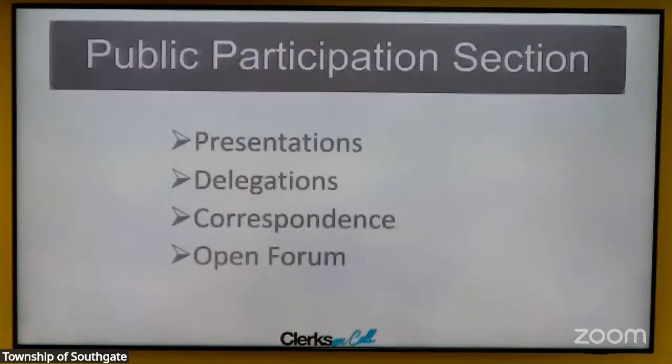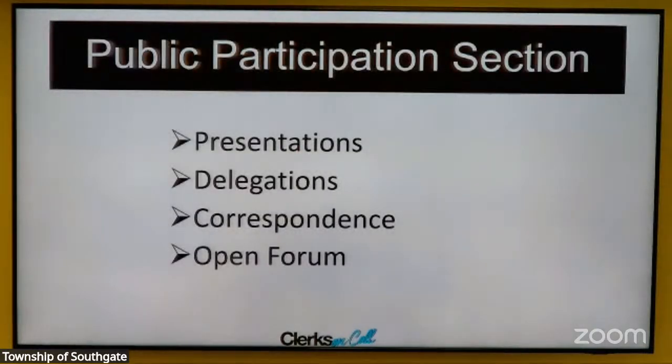Michelle. Okay, so the next section of the draft procedure bylaw spells out how the public can participate and be engaged in your meetings, and it addresses presentations, delegations, correspondence, and open forum. So hopefully we can answer some of those questions you had before.